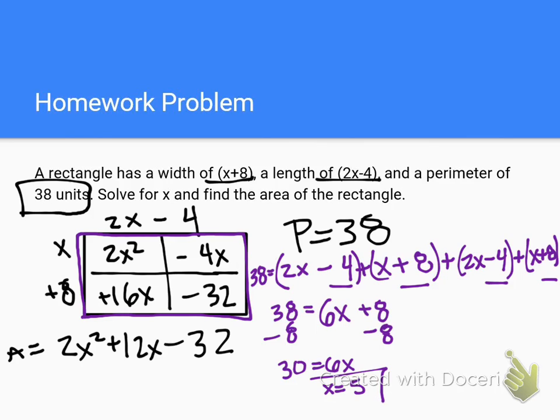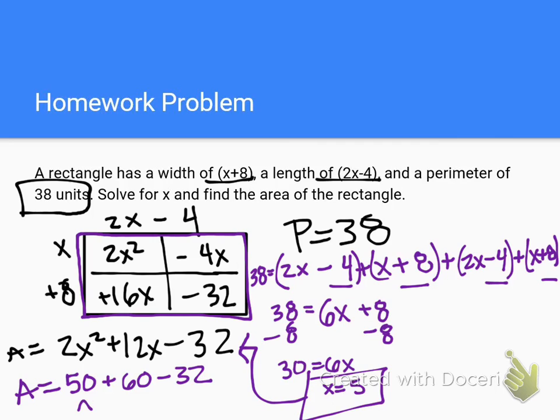Now that we have an x value here, we could actually plug that into our area formula. So plugging in for x, the x squared, I would get 25. So 2 times 25 gives me 50. Then 12 times 5 gives me 60 and minus 32. Okay, so adding these, I would get an area of 78 units squared.